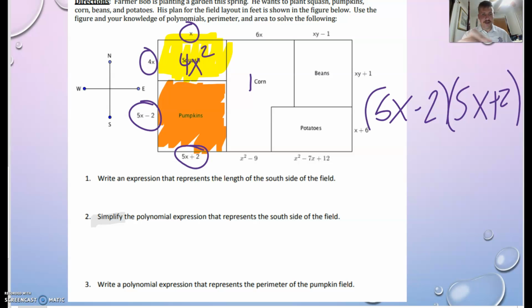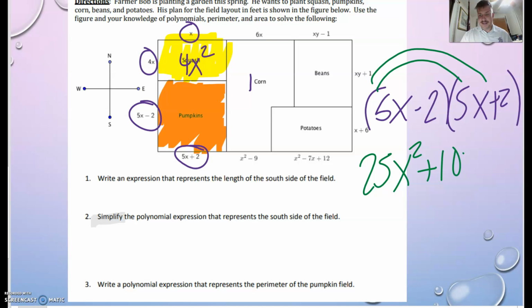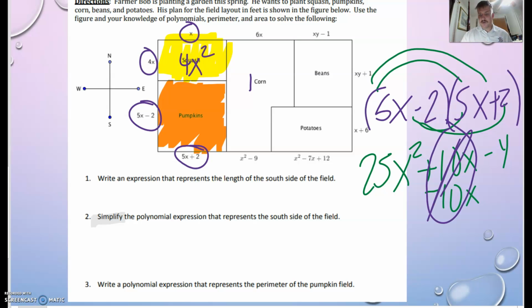Okay? And you should know how to do this because you've been practicing it to get ready for the test. So 5x times 5x would be 25x squared. 5x times 2 would be positive 10x. Negative 2 times 5x would make negative 10x, which I like to line them up if they're like terms. And then negative 2 times negative 2 is negative 4. Well, guys, when we look at these like terms right here, positive 10 and negative 10 would cross out. So my answer would be 25x squared minus 4. That would be the area.